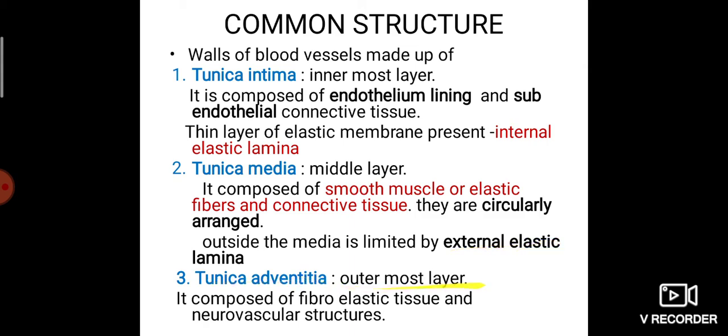Tunica adventitia is the outermost layer. It is composed of fibroelastic tissue and neurovascular structures. Fibroelastic tissue means fibers and elastic tissue. Then neurovascular structures.